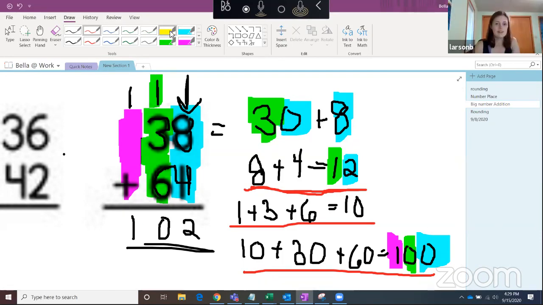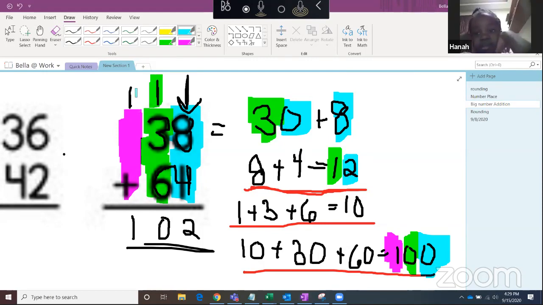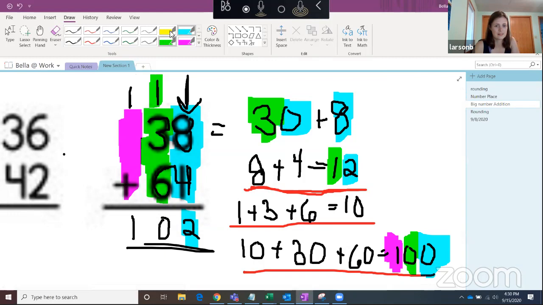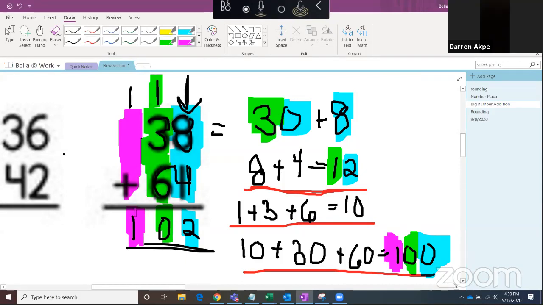So if we take 100 and we break it up, we have the 100s place, we have the tens place, and we have the ones place. And if we put the 1 all the way up here, then we can pull it down and get the final answer of 102. I get it. Get it?